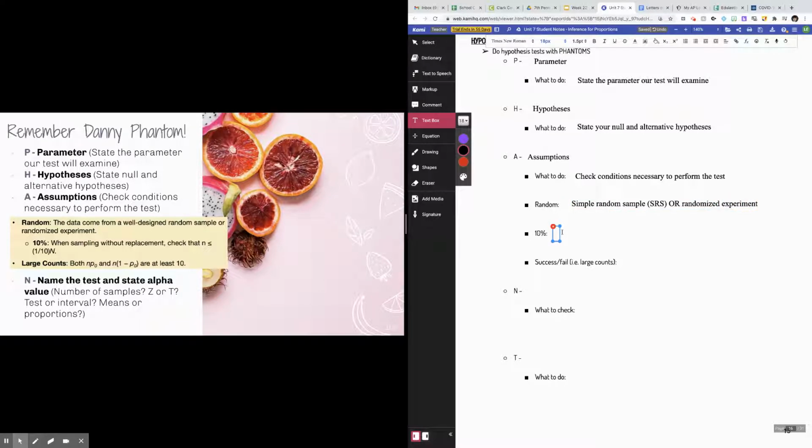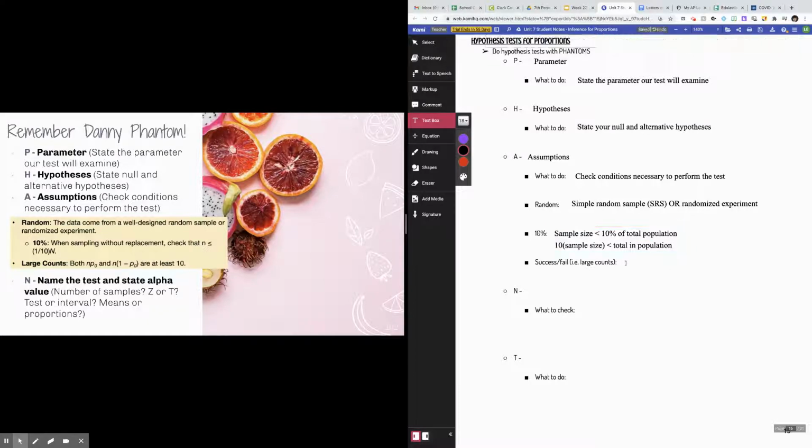The 10% condition is, is the sample size less than 10% of the total population? So sample size is less than 10% of the total population. So remember, the way that we typically check that is we do 10 times the sample size, and we check to see, is that less than the total in the population, right?